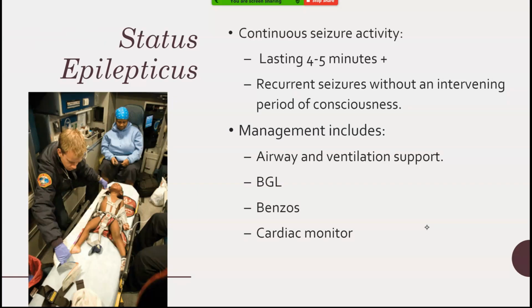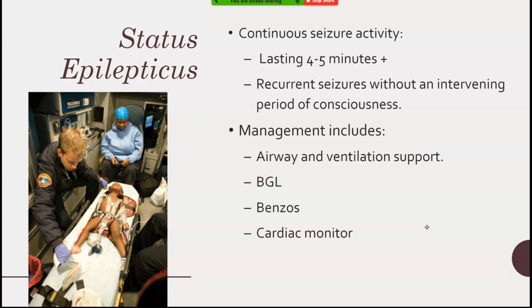Status epilepticus in a child is 4 to 5 minutes or more, or a recurrent seizure with no intermittent period of consciousness. This is a kid you're going to potentially want to use benzos with, okay? Your benzodiazepine of choice is going to be midazolam. It's 0.2 milligrams per kilogram, okay? Which means that you need to look at your midazolam packaging and figure out how many milliliters you're drawing up, okay?